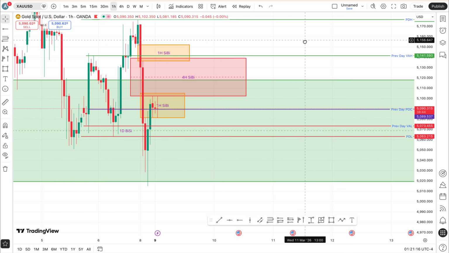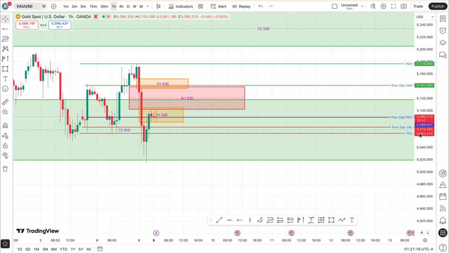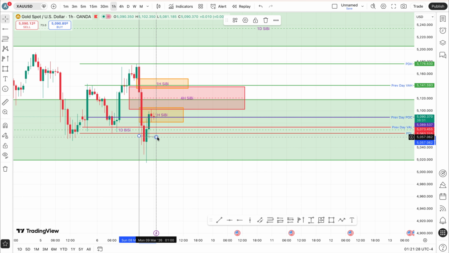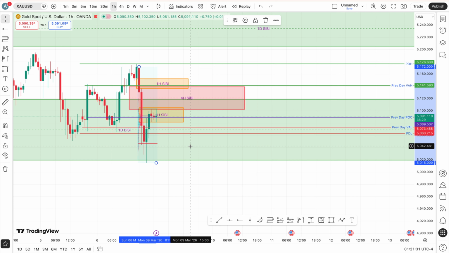We now mark the current day's POC. The current day's POC will be a running POC. The day started at 1800 hours. This is the current day's levels.